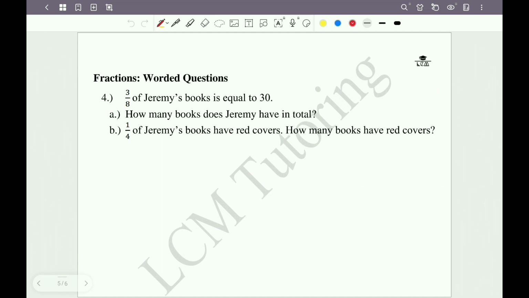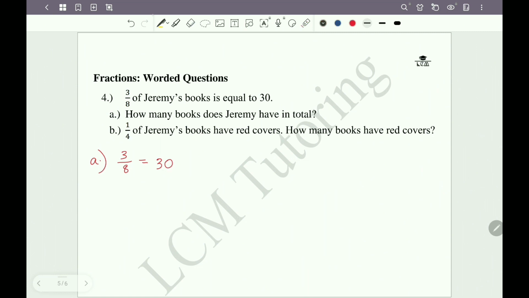So for part A, this is where we deviate a little bit from the whole number worded questions. The information that they gave us is that 3/8 of Jeremy's books is equal to 30. So I'm going to put that down. 3/8 is equal to 30. Now they ask, how many books does Jeremy have in total? Right? So they're asking for the number that represents the whole. And they gave us a fraction, 3/8, that is represented by this quantity, 30.